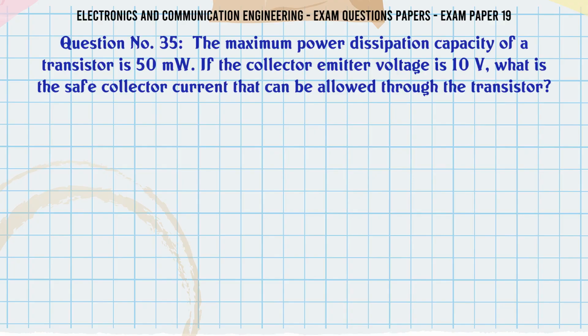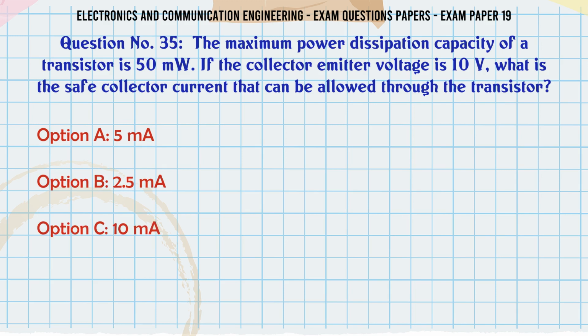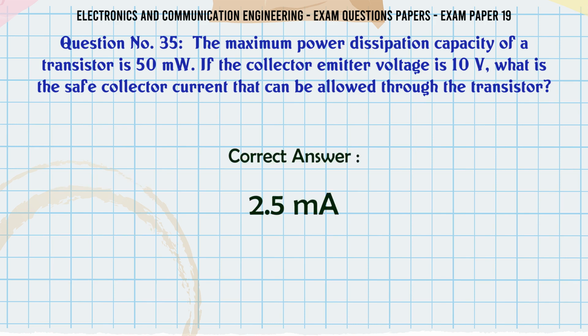The maximum power dissipation capacity of a transistor is 50 mW. If the collector-emitter voltage is 10 V, what is the safe collector current that can be allowed through the transistor? A. 5 mA, B. 2.5 mA, C. 10 mA, D. 25 mA. The correct answer is 2.5 mA.